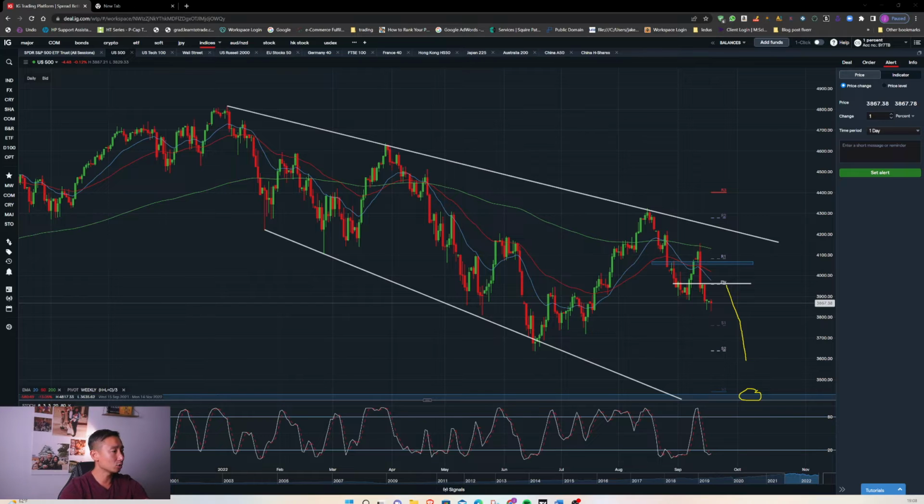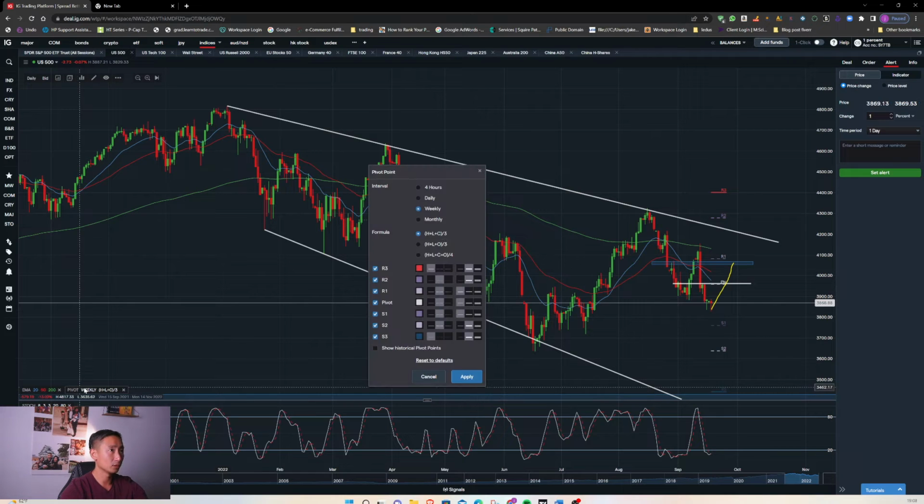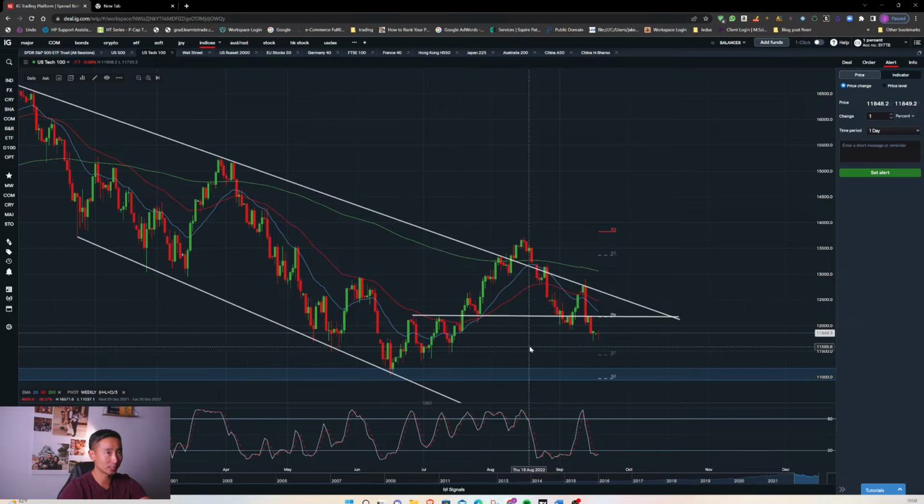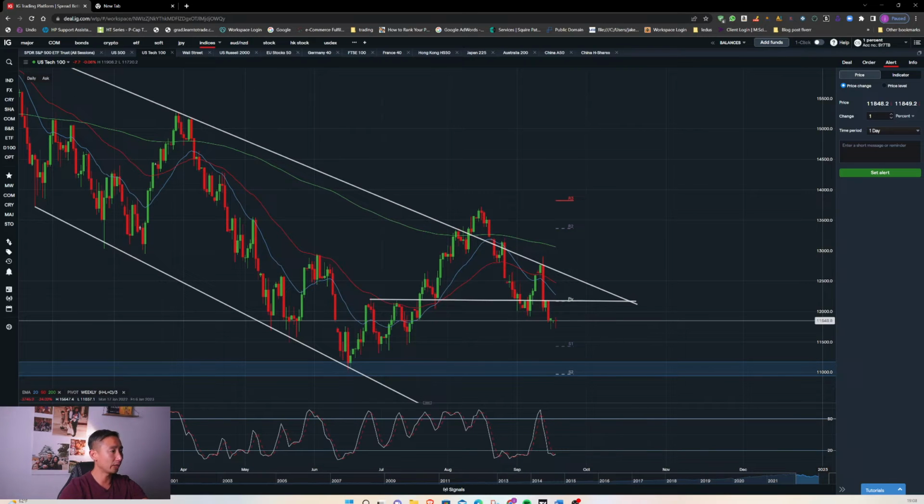Another option, which I would rather not see, is going back up to this monthly pivot area, which I've got a blue box on at the moment. Just under the 4,100, 4,060 area, we could spike up to that. So pay attention to it. The best way to try and time it is correlation. Go to Nasdaq and see.